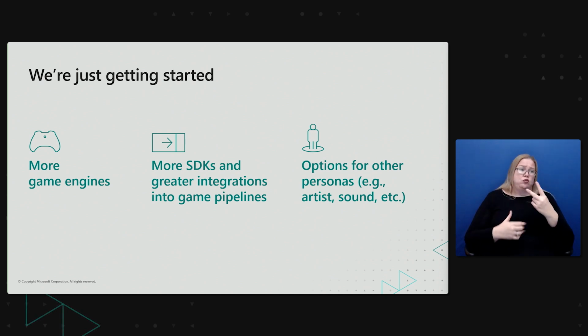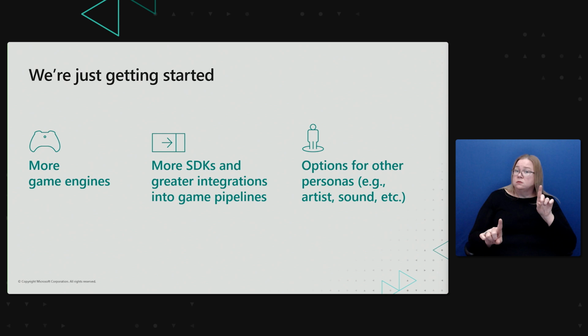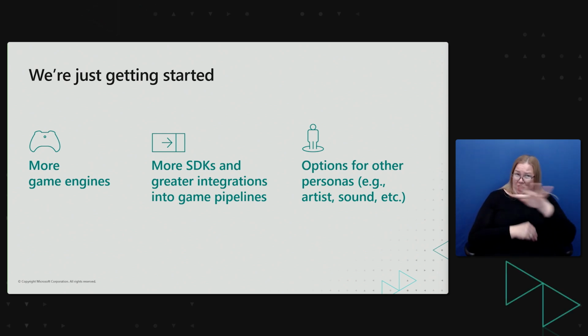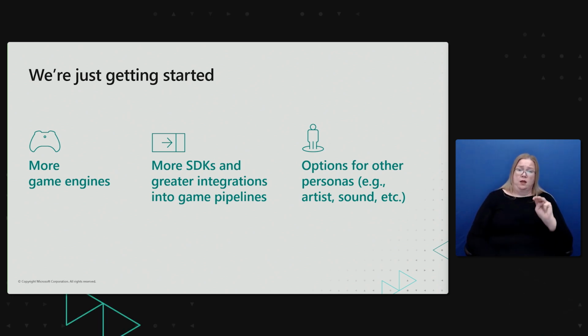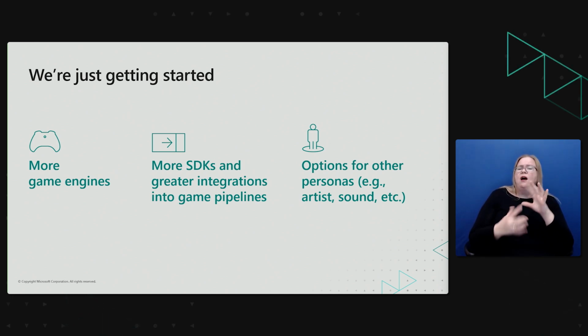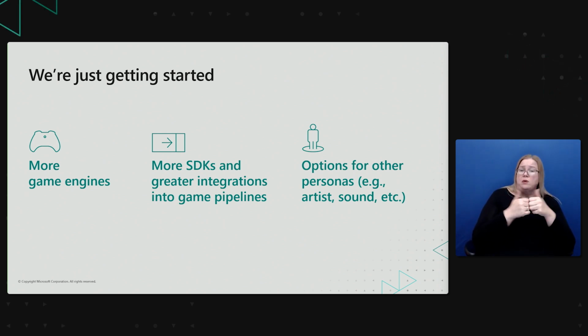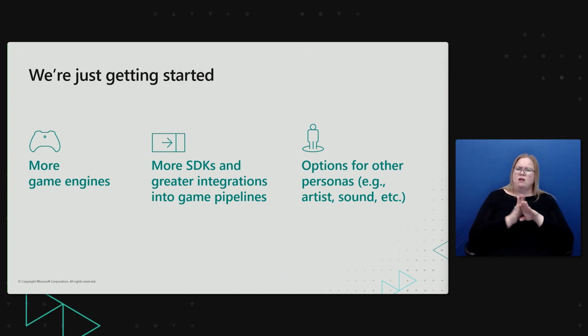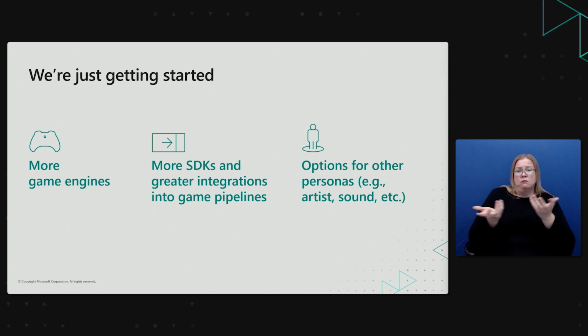An area where we're already thinking about is including more game engines. Right now, we have two versions of Unreal being offered. As more versions become available, we'll add those as options for the game development virtual machine. But there are more game engines out there, so we'll be investigating what can be an option for our VM. We'll also be looking at more SDK options and greater integrations with other pipelines and build technologies that are popular with gaming. We're also thinking about other personas that make up the team in game development. The game development VM, as it is right now, is very software developer focused, but there are more than just software developers on a game development team.